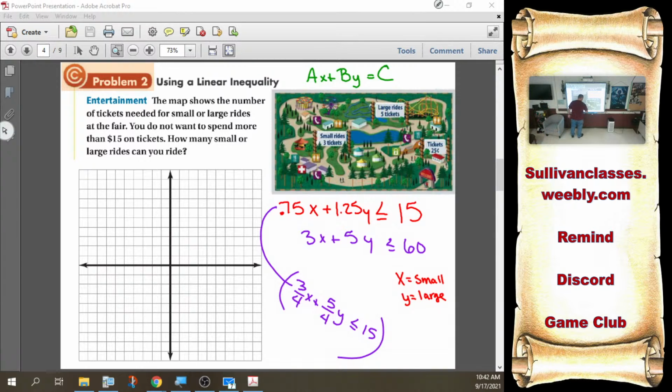So, yes, you very much can. So maybe it's not enough, you beat me to the punchline, it's not enough to just say x is small, y is large. X is what? Is it the cost of the small ride? Is it the number of small rides I go on? What?